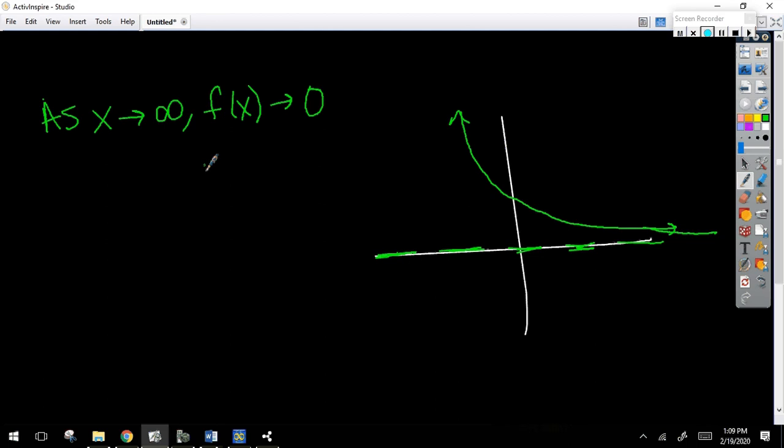How about the left side? What's the graph do on the left? It goes up. Really fast it goes up, right? So it approaches positive infinity. End behavior. What do you think? Okay.